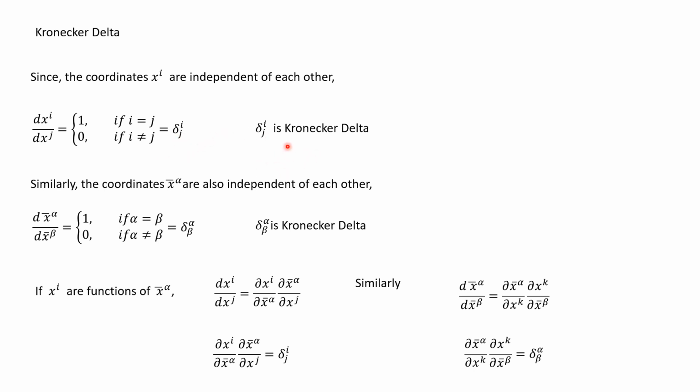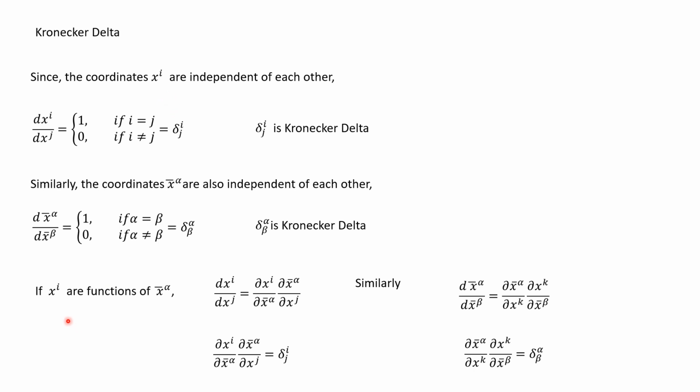So this is called the Kronecker delta. When i and j are equal, Kronecker delta will take the value of 1, and if they are not equal, the Kronecker delta will take the value of 0. This is the same if we consider the barred coordinates x bar alpha. So dx bar alpha divided by dx bar beta will take the value of 1 if alpha is equal to beta, otherwise it will take the value of 0. So in this case we can denote the Kronecker delta with the indices alpha and beta as shown here. So delta superscript alpha subscript beta is the Kronecker delta corresponding to this derivative.